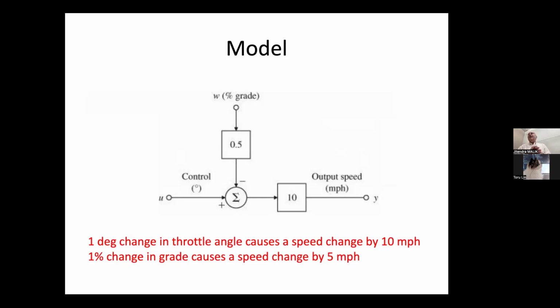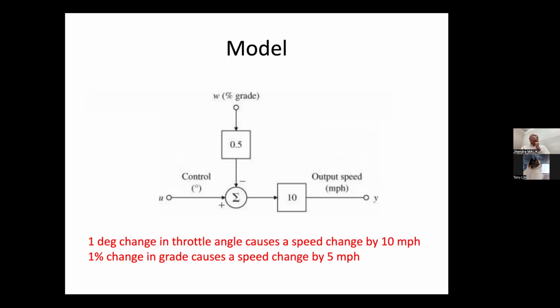Then you have the effect of the unknown environment, which is the slope of the road surface. A 1% change in grade causes a speed change of 5 miles per hour. So if you are going uphill at a slope of 1 degree, your speed will be reduced by 5 mph. If you're going downhill, it'll go up by 5 mph. There are gross simplifications about the dynamics here, which is fine. This is just a simple model. Okay, so far so good.